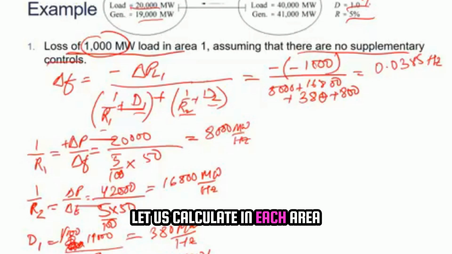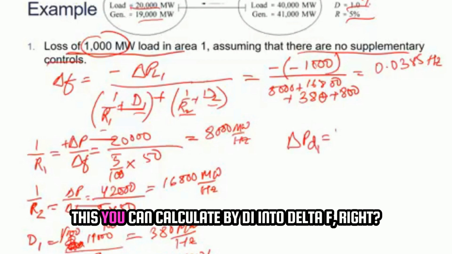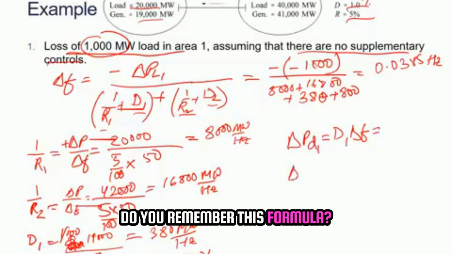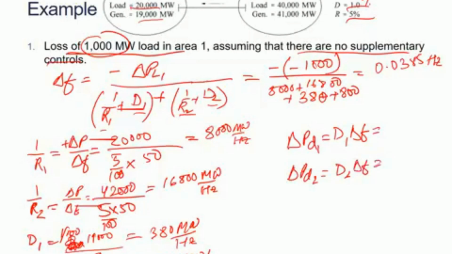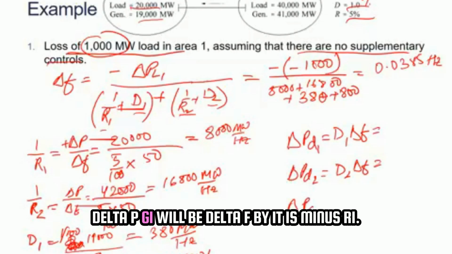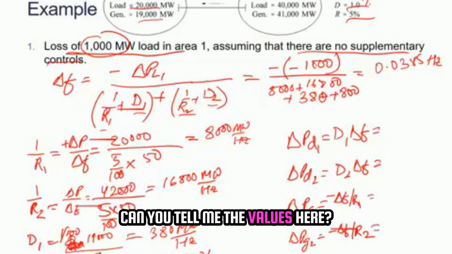So now tell me what will be the change in the load. Let us calculate in each area what will be the change. What will be the value of delta PD1? You can calculate this by D1 into delta F. Do you remember this formula? Delta PD2 will be D2 into delta F. Delta PG1 will be minus delta F by R1. Delta PG2 will be minus delta F by R2. Can you tell me the values here?